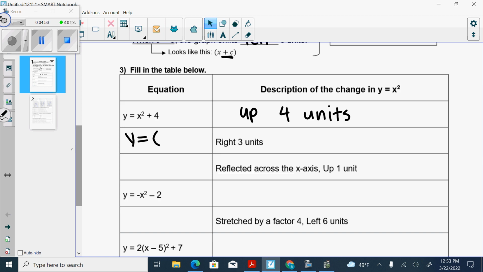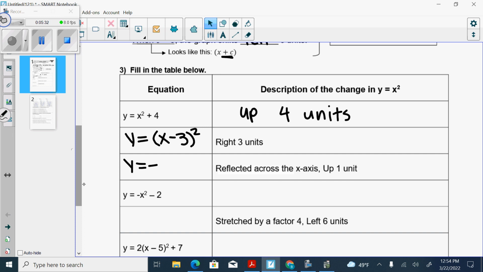Okay, so I'll have y is equal to x, am I going to put plus 3 or minus 3? Right, it's opposite of what it says. Very good. And then outside of my parentheses, we put our square. Okay? And this next one, again, they describe what happened. They say it's reflected across the x-axis. Well, what do you have to have for it to reflect? I would say on our last note, a negative makes it reflect. Very good. I put a negative out in front.